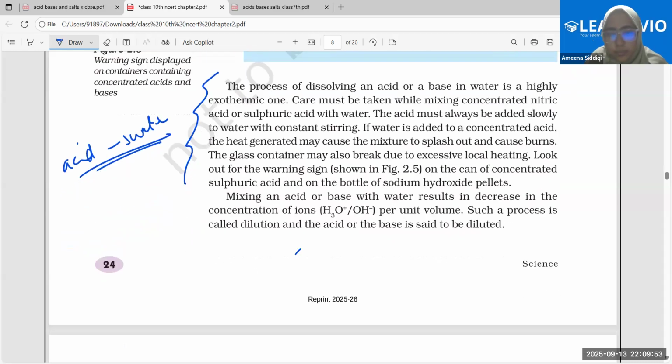What is dilution? In dilution, what is happening? We are decreasing the concentration of that particular acid or base. What will happen to the pH if we are diluting any compound? The pH will increase or decrease? Increase. The pH will increase.